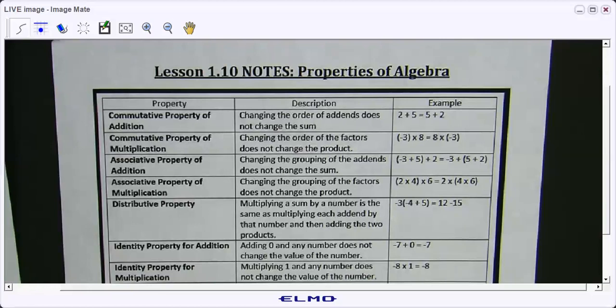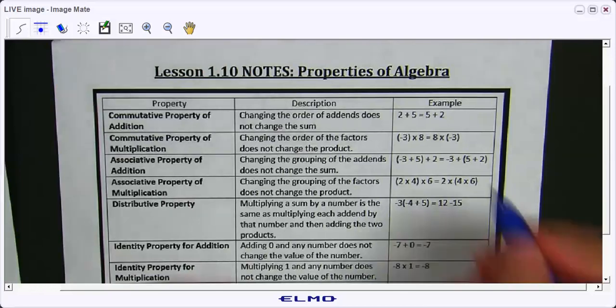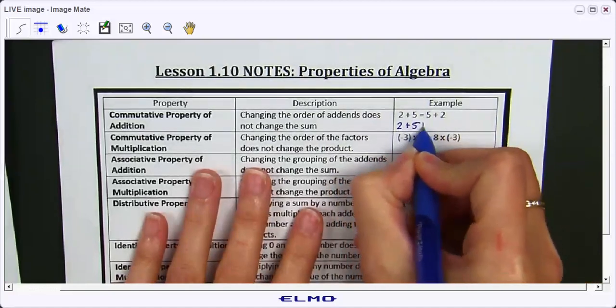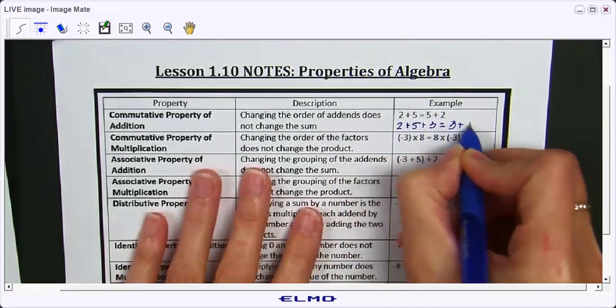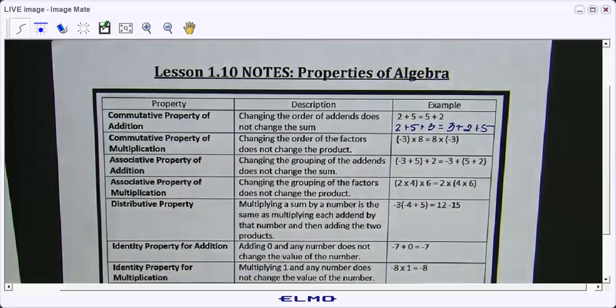No matter what your order is of your numbers, you can still perform the operations. So for example, 2 plus 5 is the same as 5 plus 2. Or 2 plus 5 plus 3 is the same as 3 plus 2 plus 5. Okay? It's the same. It doesn't matter how you add them, you will always get 10 on both sides. Now, sometimes you will see parentheses around it. But what you need to know is that if the numbers are out of order on each side, they're not the same order, it's always going to be different.